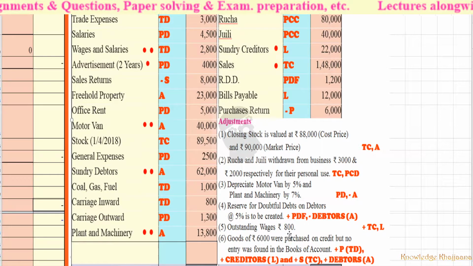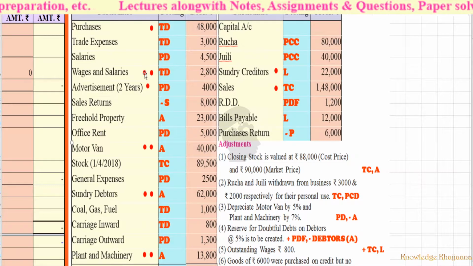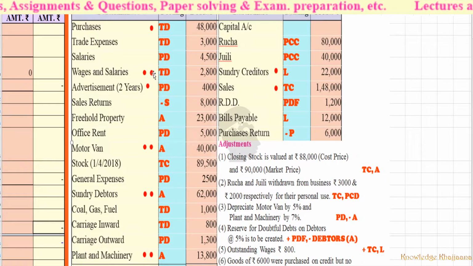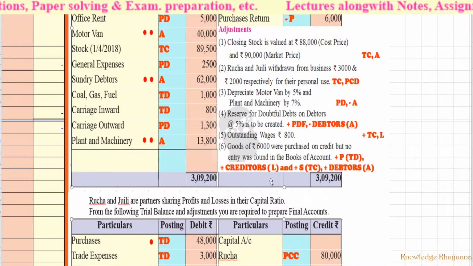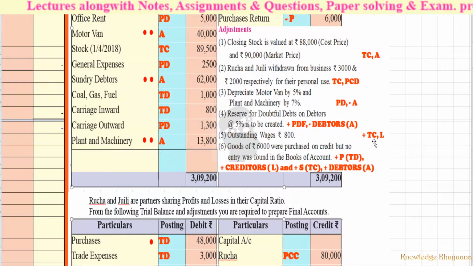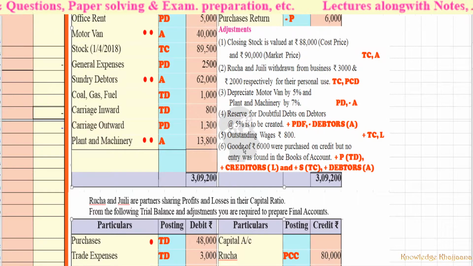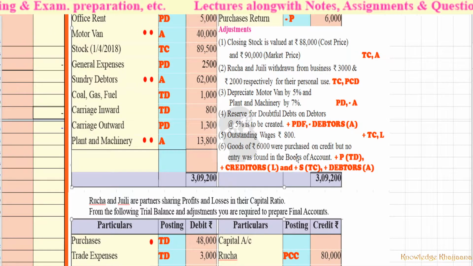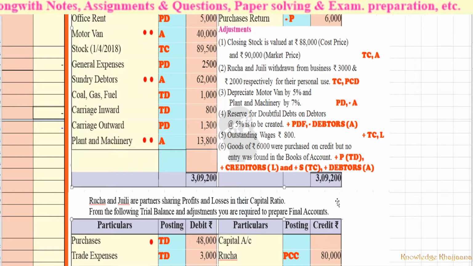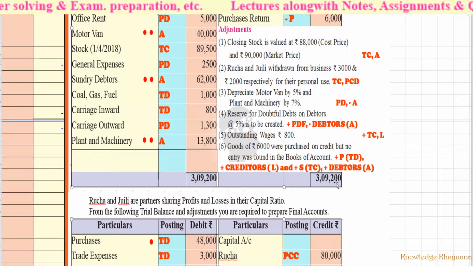Then outstanding wages rupees 800. So two marks against wages: one for recording on the trading account debit side and one for recording on the liability side, right? For the outstanding wages, one on the trading account debit side and one for liability. Then goods of rupees 6,000 were purchased on credit, but no entry was found in the books of account. I think this was not visible to you. It is clearly visible here, right?